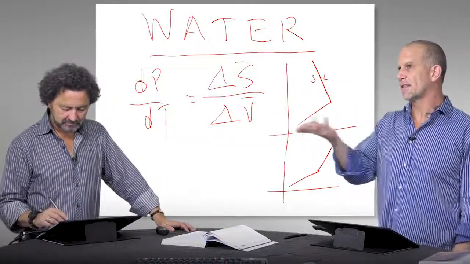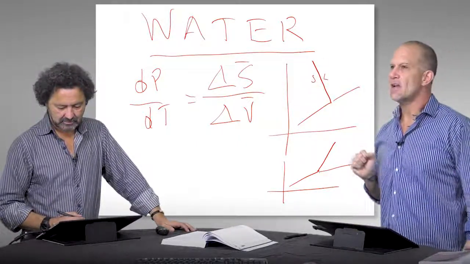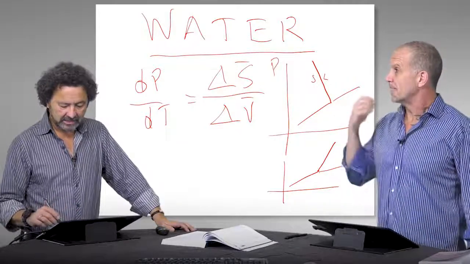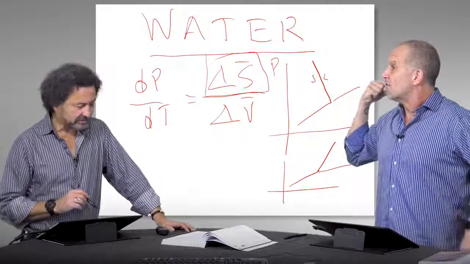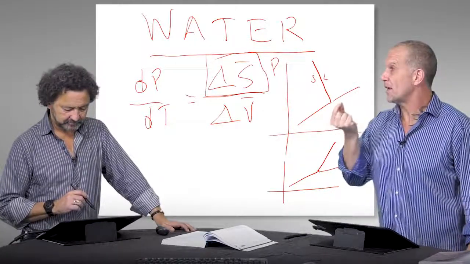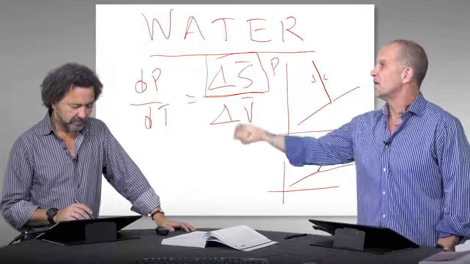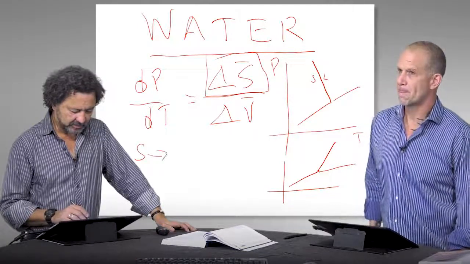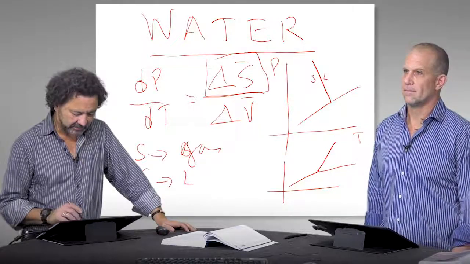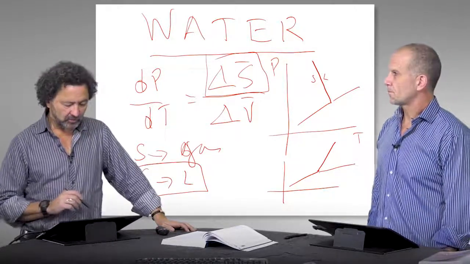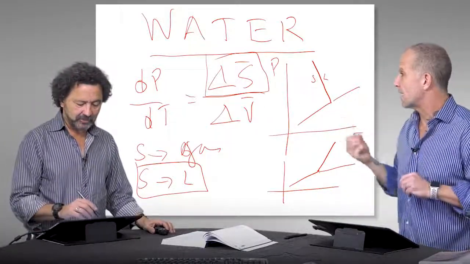Or another way of putting it is the other slope, the one you've drawn down below, which is the solid to the gas, and then you just finish drawing in the liquid to the gas line. Those have to be positive, because the entropy change has to be positive in that direction. This is always positive. Volume has to be positive going from a solid to a gas, and going from a liquid to a gas. Going from the solid to the liquid is the anomalous one for water, and a few other important substances, like elemental silicon.